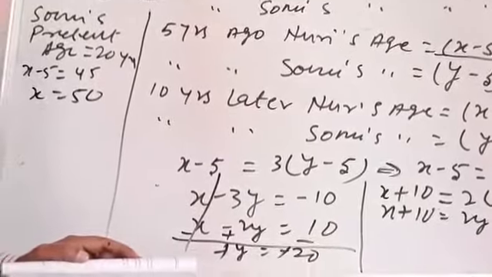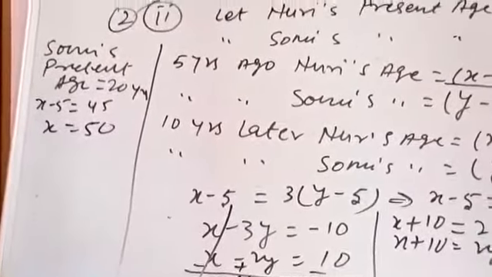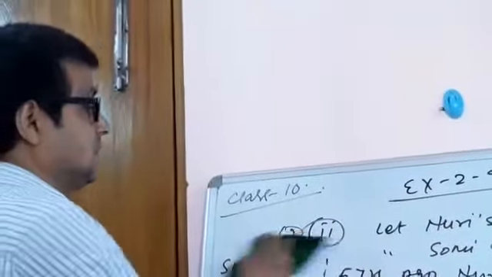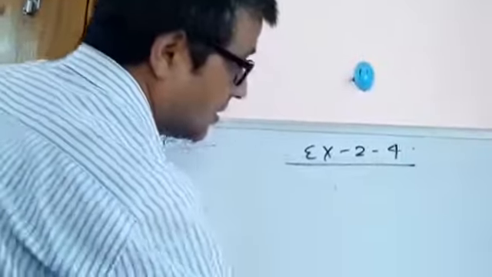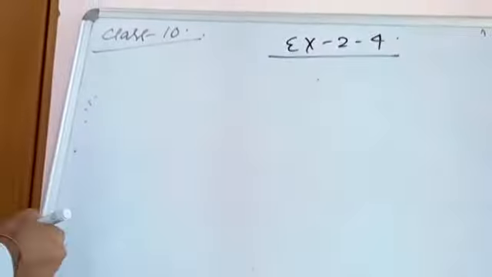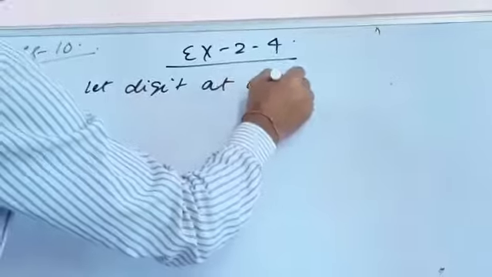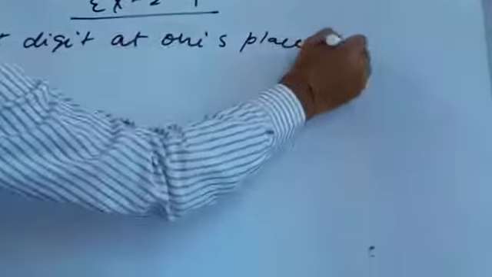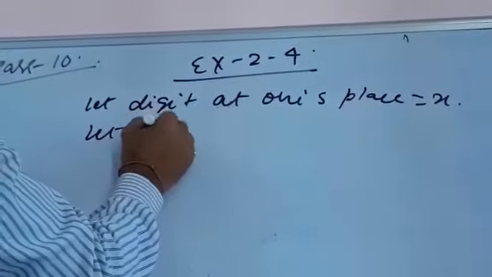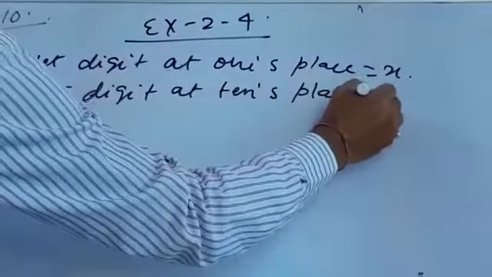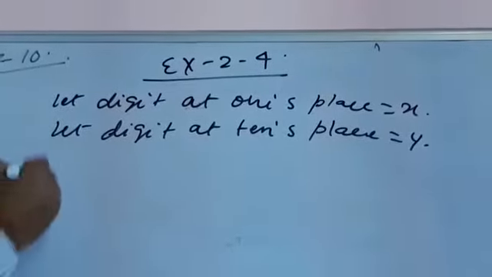Third part. It's also very important. The question is based on 2-digit numbers. Whenever you have questions on 2-digit numbers, I'm trying to give you a pointer. So now I'm doing the third part of question number 2. It's again very important for you all, whenever a question comes in front of you based on 2-digit numbers. The very first thing: let the digit at ones place be x. Let the digit at tens place be y.